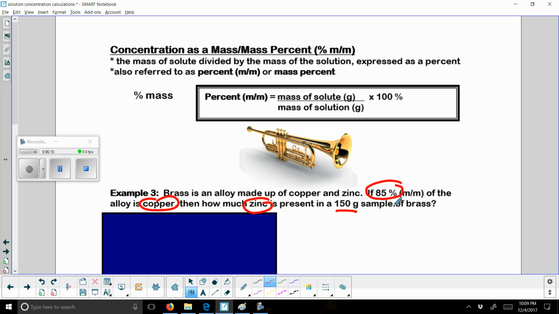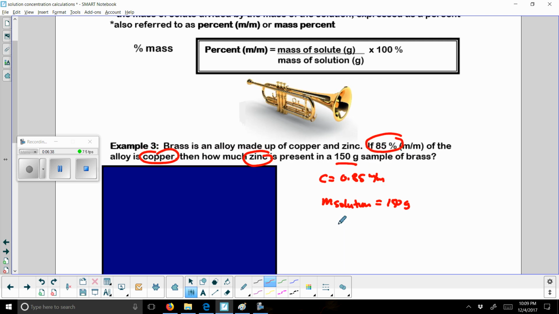So what I know is the concentration is 0.85 mass, so we're looking at grams over grams. And I'm looking at the whole solution. So the brass here, sorry, the mass of the solution is 150 grams.